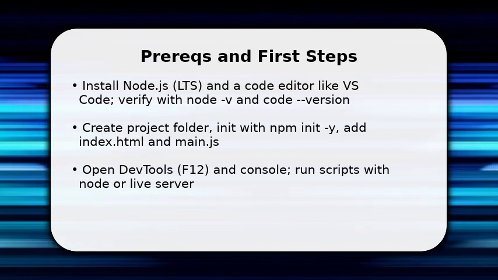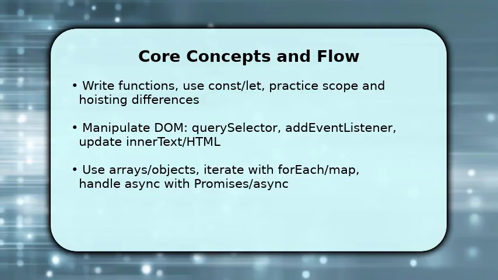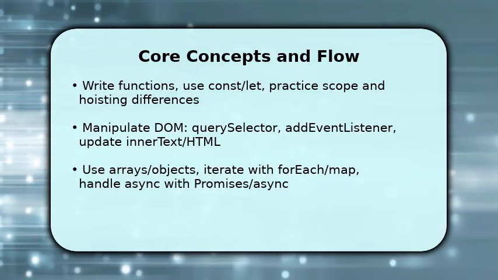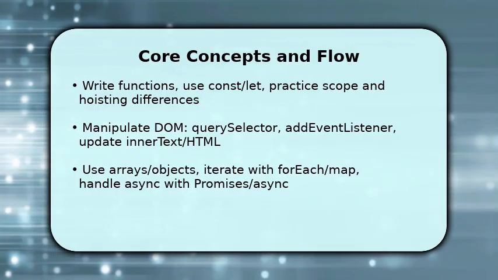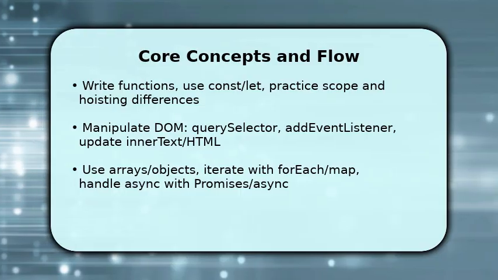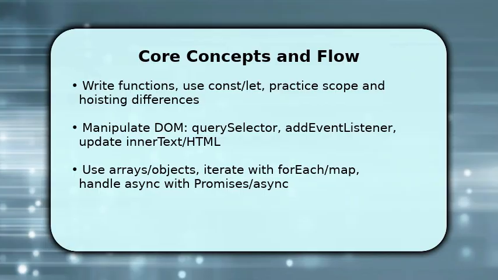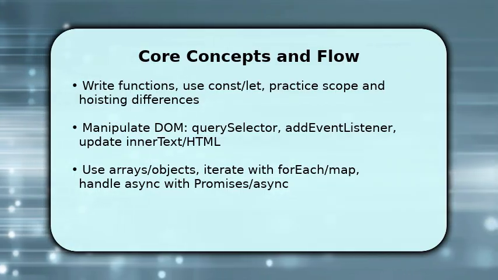Now you dive into how code runs. Write small functions and prefer const for fixed bindings and let for changeable values. This prevents accidental globals. Once done, experiment with scope so closures make sense. Hoisting explains function availability. Also manipulate the DOM. Select an element, add an event listener for clicks, and change inner text.